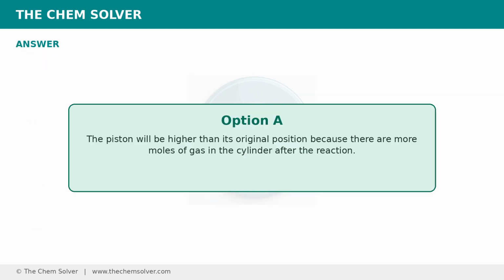The correct answer is option A. The piston will be higher than its original position because there are more moles of gas in the cylinder after the reaction.